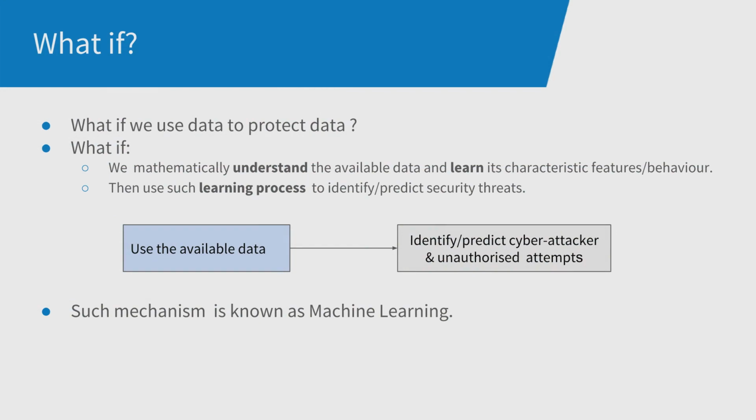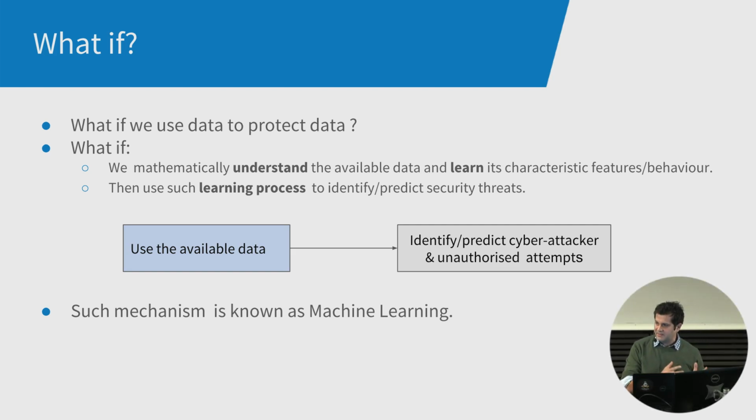But what if we use data itself to protect data? What if we mathematically understand the available data and learn its characteristic features and its behaviors? And using this learning process to predict attacks to your service. In another word, if I have a huge amount of data and I can use that data somehow, convert that data into some mathematical representation, and use that to create a model to predict some cyber attacks and authorize access to your servers. This mechanism is really known as machine learning, which is a branch of artificial intelligence. Basically, machine learning has been around for a very long time. It's been used for many things, and it can be used for security purpose as well.